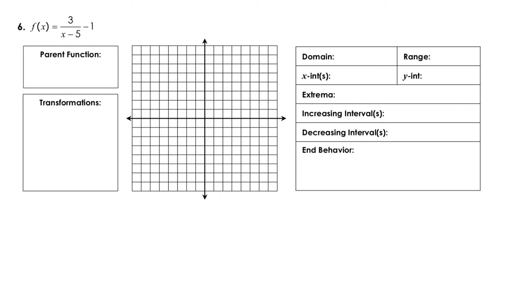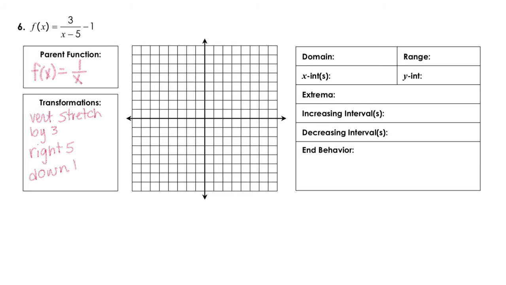Okay, for this one, we're picking out that parent function. And the parent function here looks like it is going to be that reciprocal function, 1 over x. And do keep in mind that means that we will have some kind of asymptote to work with. Our transformations, this looks like we have a vertical stretch by 3. We move to the right 5, and we also need to move down 1.